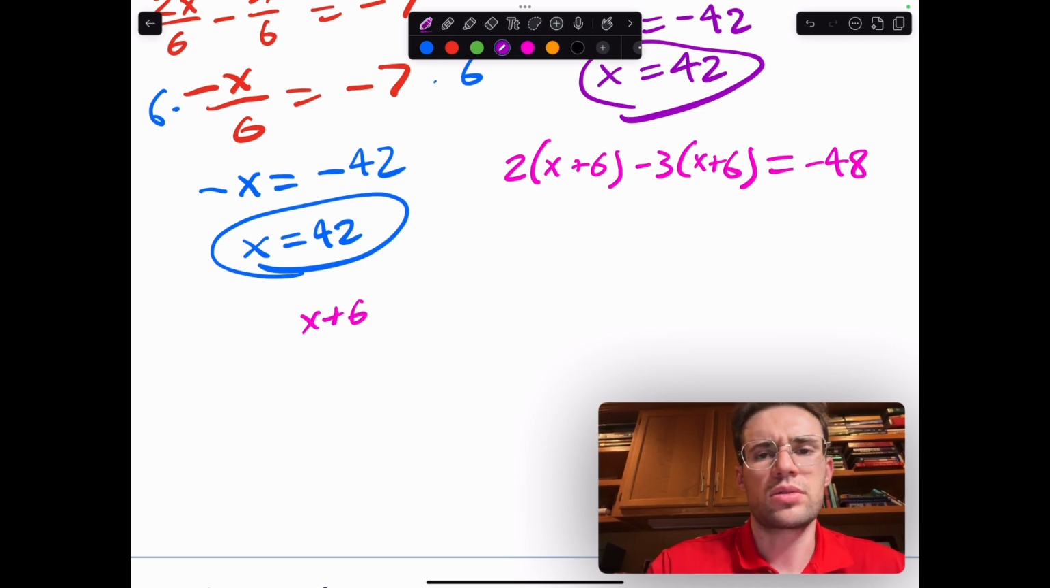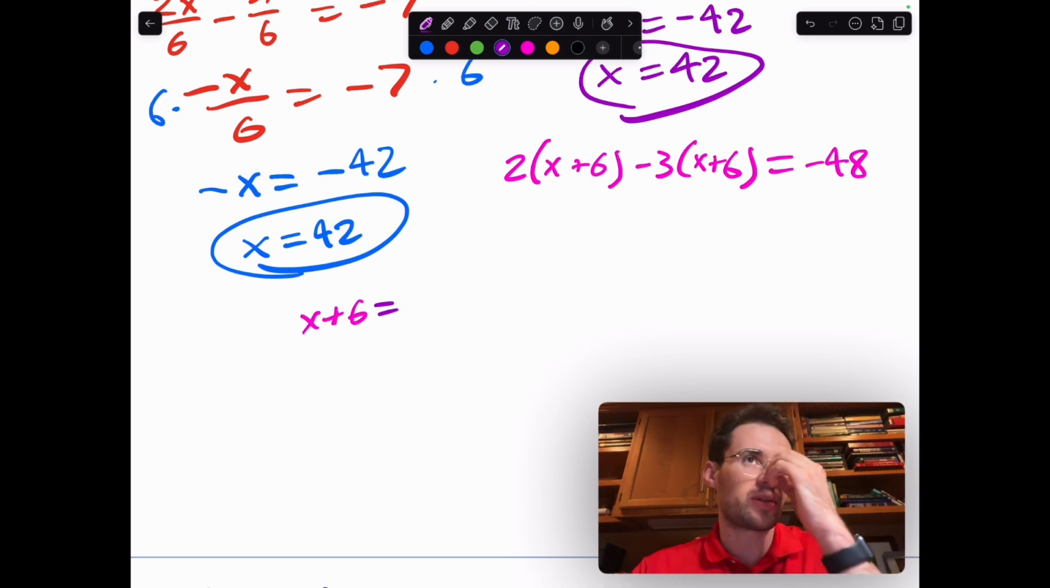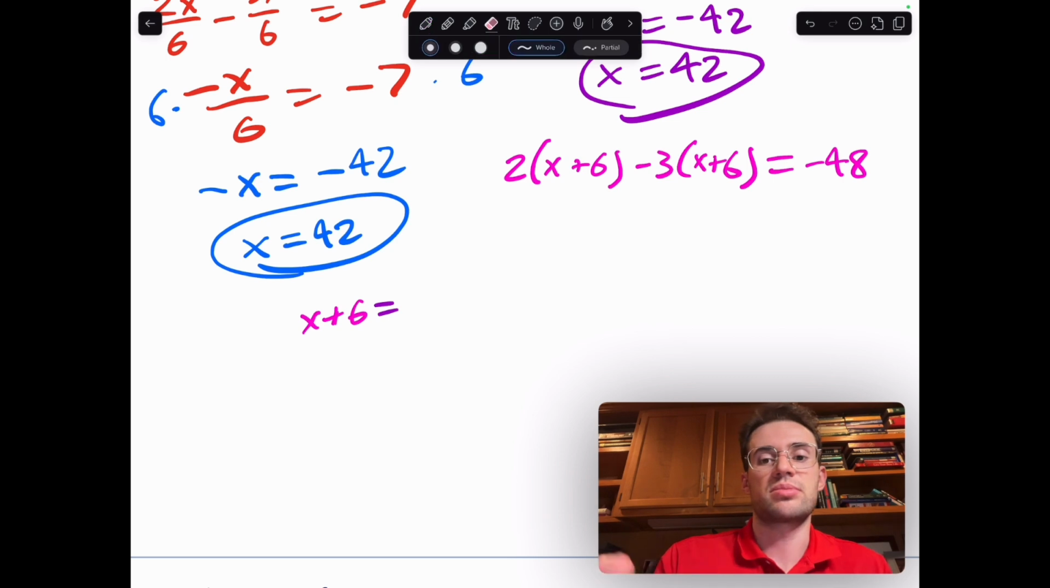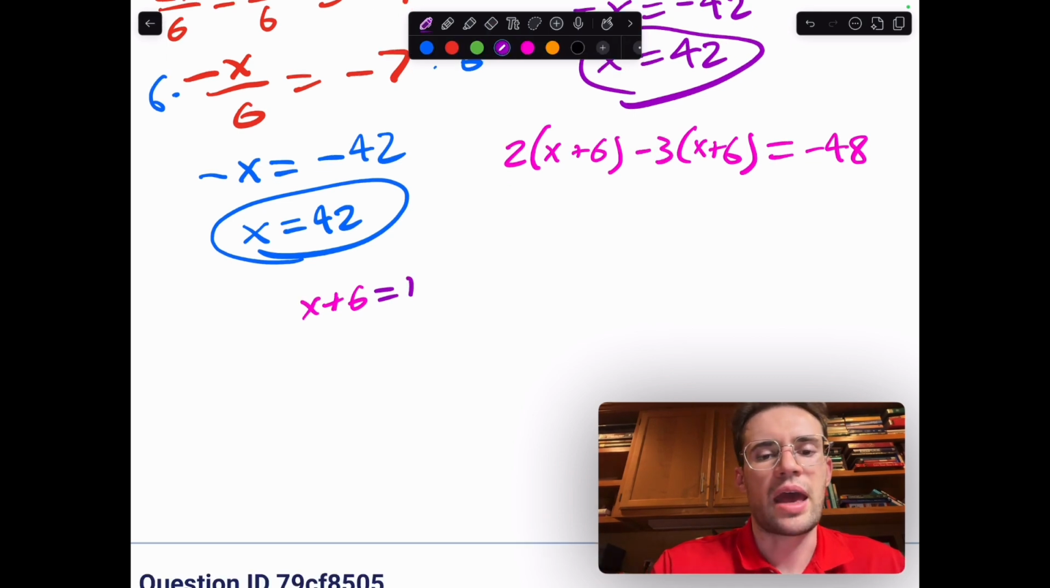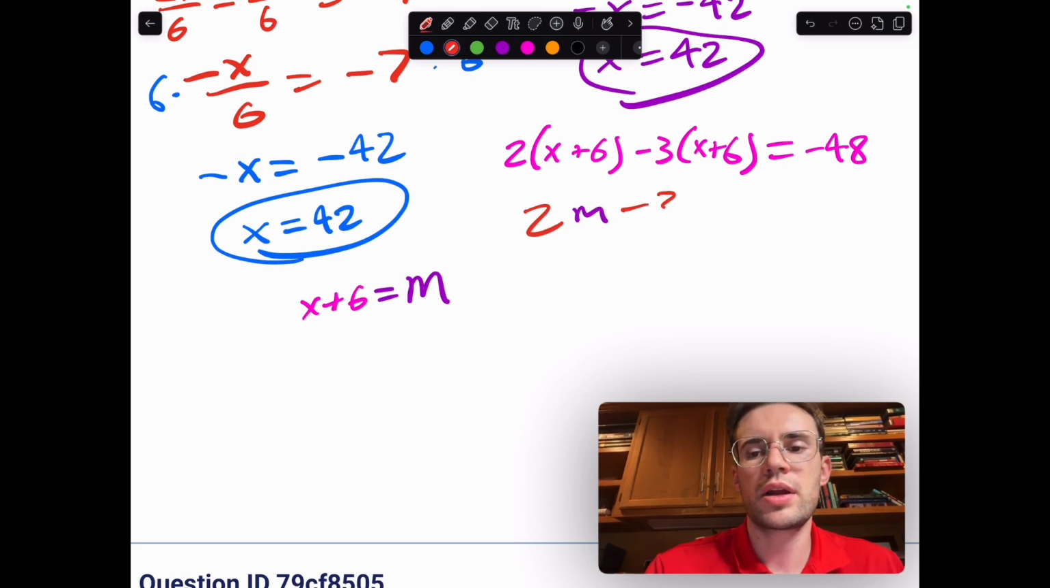Or let's do a different variable so it doesn't seem like it's a linear function. Say you call it, I was going to say s, but s looks like a 5. So you always choose a variable that doesn't look like a number that's possibly in the equation. Let's say x plus 6 equals m, right? So maybe m for math. Then we get 2 times m minus 3 times m equals negative 48.